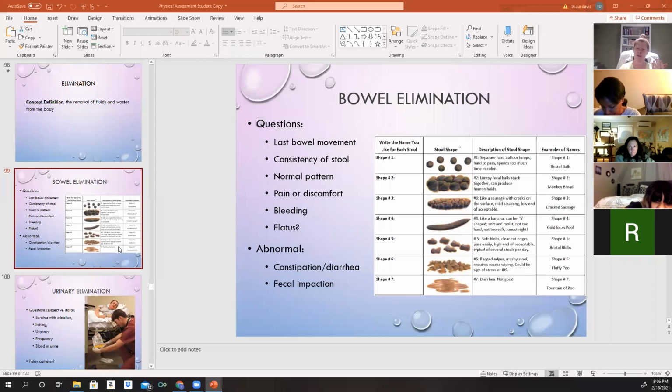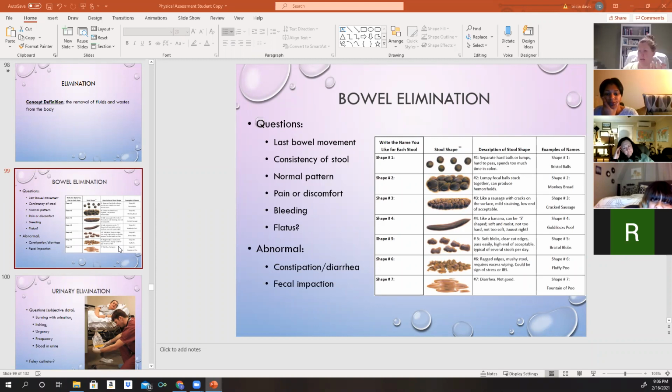And then if they say, well, what's normal? Well, does it have any blood, pus? Was it loose? Were you constipated? Those are abnormal things. Is it a normal pattern? Do they go every day? Do they only go every 3 days? Do they have any pain or discomfort when they went to the bathroom? Do they have any bleeding, or do they have any abnormal gas? Abnormal things are constipation or diarrhea, depending.